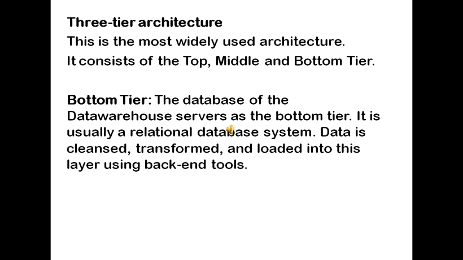Now coming to the bottom tier, the database of the data warehouse server acts as the bottom tier. It is usually a relational database system or DBMS. Data is cleaned, cleansed, transformed and loaded into this layer. Before the data is put into it, it is clearly transformed and cleaned, and then it is loaded into this particular layer. Here it can be used for the next layer.